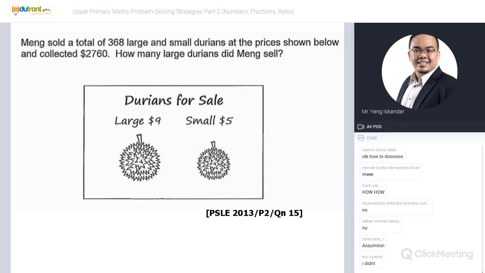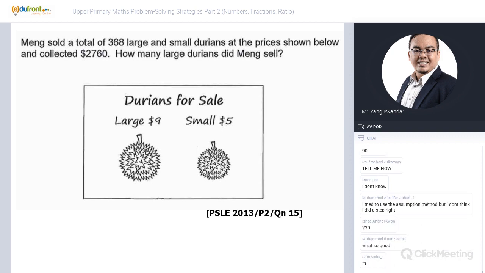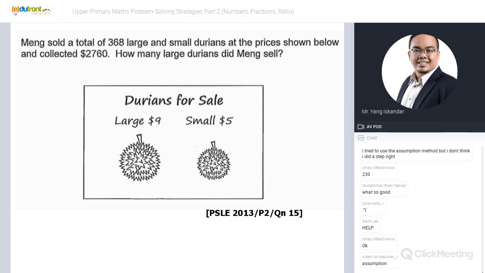Sora, how many marks did you get last year for your maths? You got 90. Oh, well done. So, Sora, you need to aim for an A star for your PSLE. Is it okay, Sora? Ishak also, you must aim for an A star. Those of you who get 80 something and above consistently, you must aim to get an A star. Maths is the easiest subject to get an A star. Aim for 100, even better. 100 full marks, even better.